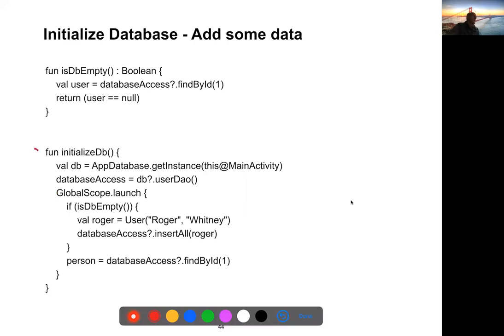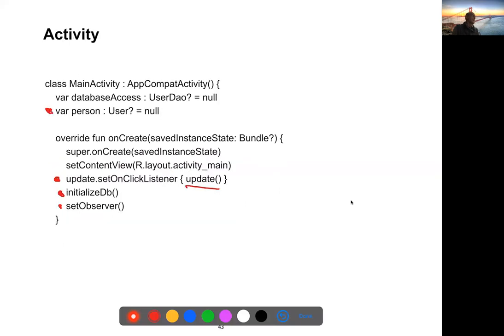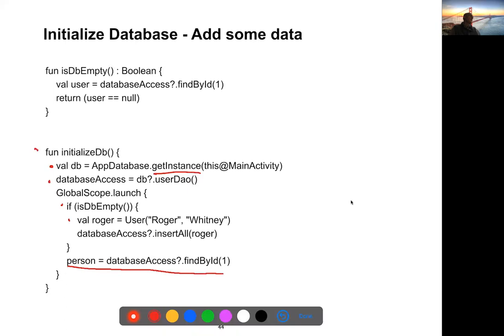So to initialize my database, again, I need to get an instance of my database. I didn't worry about initializing it. If you want to, make an instance, right? Get my database. Now just to add some data, I check to see if it's empty. If it's empty, then I just add something so we have a starting point. And then I get the person object, and I store that. And the person object is a property in my main activity. So that's my initialized database.